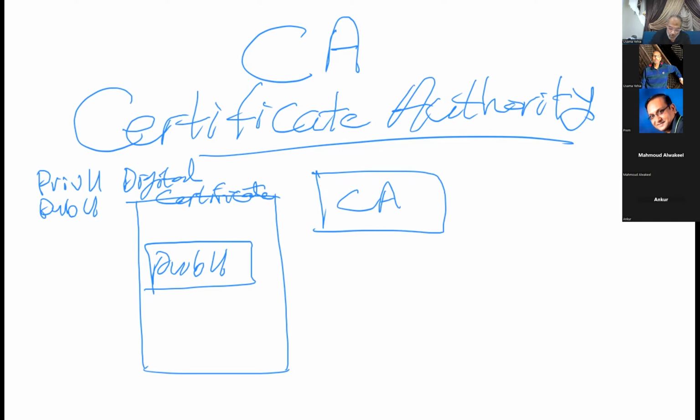The same with the digital certificate. When I have this digital certificate and it is signed by a certificate authority such as Baltimore, Microsoft, whatever, any trusted third party, then I make sure that yes, this is right. This digital certificate is really for Osama. Then the public key which is there is really for Osama. This is the concept of the digital certificate.